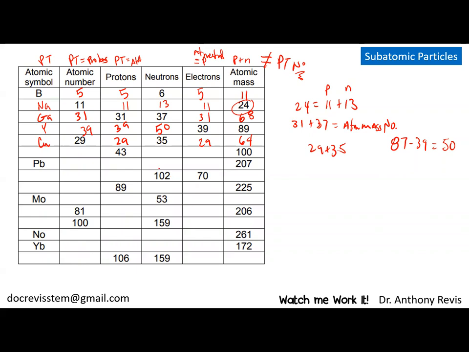So let me just do one more of these, and the rest of them I'll leave to you. This is 43 protons. Therefore, this is atomic number 43. If that's atomic number 43, I simply look on the periodic table. I see Tc. The electrons have to be 43 also. And then I have to take 100 minus 43, which will give me 57.